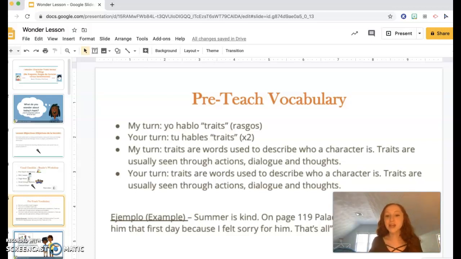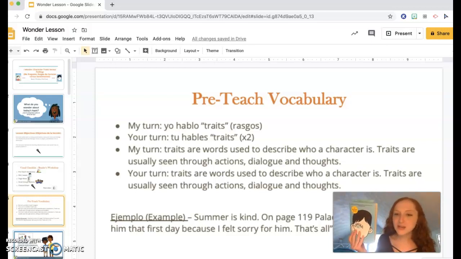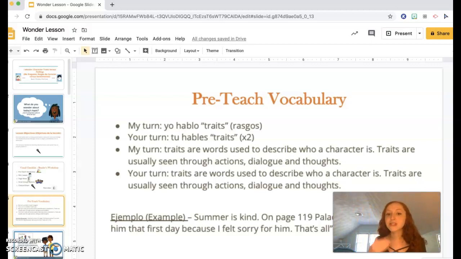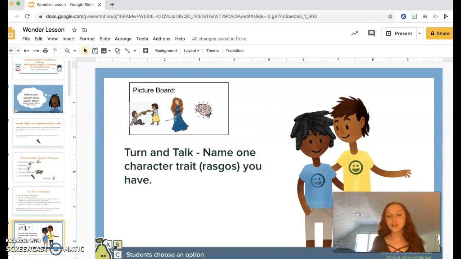An example is that Summer, one of the characters in Wonder, is kind. On page 119, Palacio writes, "I sat with him that first day because I felt sorry for him. That's all." She felt badly he was sitting alone. She was kind and sat with him. Kind is a character trait. Turn and talk with a friend. Name one character trait or rasgos that you have. You can use the picture board in the left-hand corner to reference character traits that you have. I was thinking smart, brave, other words. The visuals that they can reference are in that corner.